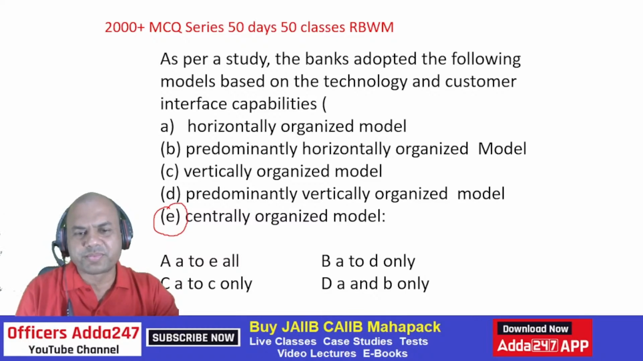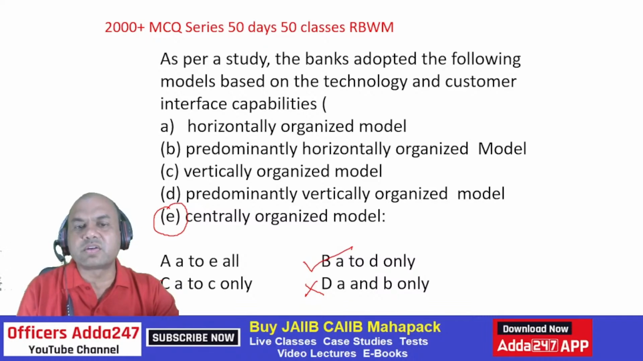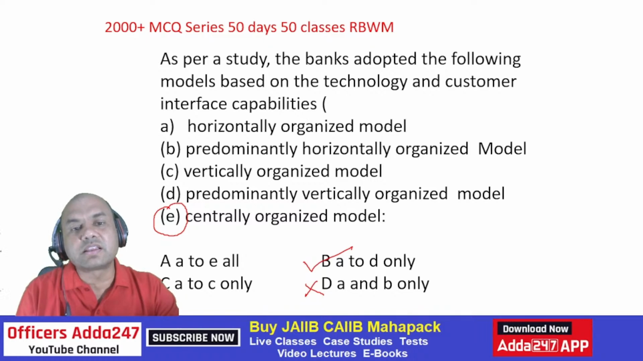These two are out. D is out, C is out. A or B only. So the answer is B. There is nothing called a centrally organized model based on this. There is a model called a centrally organized, but not as per the technology and customer interface. For that, it is only horizontal, vertical, this PH and PV, right?